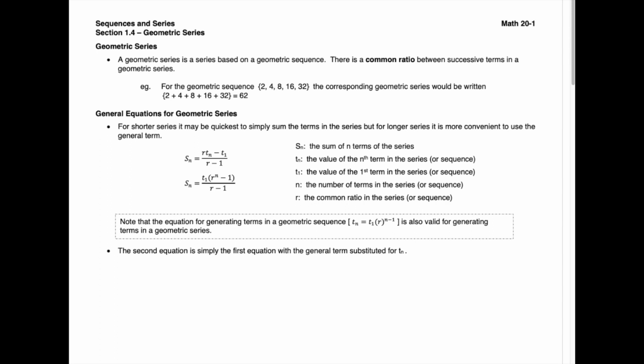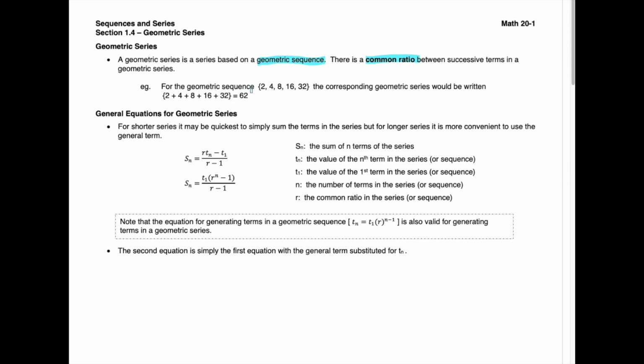The next ones we're going to look at then are geometric series. Now the series again are just the terms of a sequence being added together. And so if we have a geometric series, that's going to be based then on a geometric sequence. Add the terms together in a geometric sequence, you'll have your geometric series. Because it's geometric, there'll be a common ratio between each of the successive terms in the series.